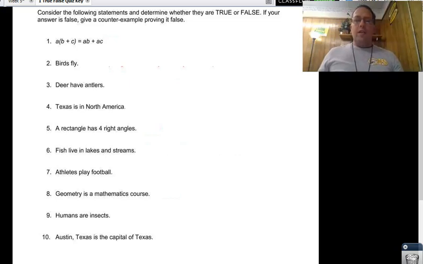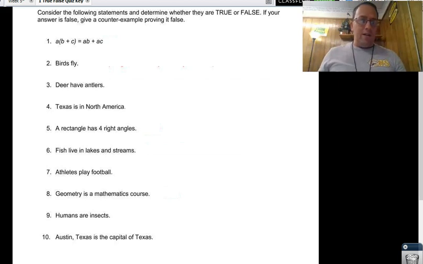Hello class, today we are going to look at inductive versus deductive reasoning. But before we get into that, I would like for you to pause the video and take this really quick true-false test. Consider each of these statements, determine if it's true or false, and if it's false, give a counterexample. Give an example that shows that this is false. All right? So pause the video and come back and see how you did.